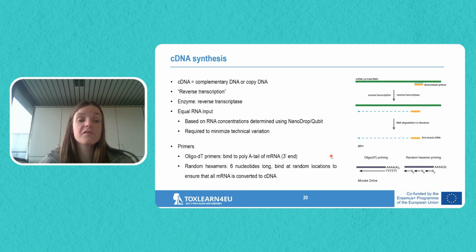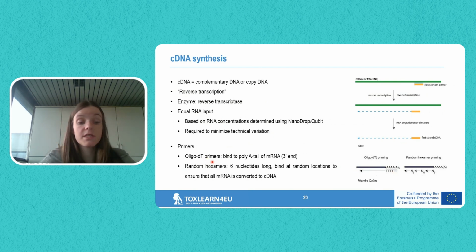As I mentioned here, for the reverse transcription, we use certain primers. Generally, we use either oligo-dT primers or random hexamers, or a combination of both. The oligo-dT primers, as you can see right here, will bind to the poly-A tail of the messenger RNA, which we find at the 3' end of the mRNA molecule. From there, they will allow a reverse transcription of the mRNA into cDNA.